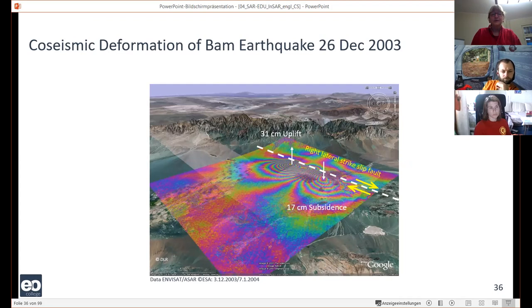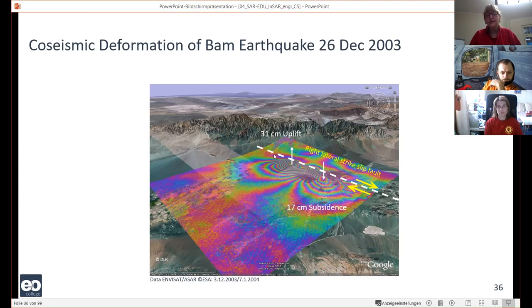Another example is an earthquake, co-seismic deformation, Bam, an earthquake in Turkey. And here again you see actually two areas, an uplift and a subsidence. This is illustrated here. It's maybe a bit hard to see, but here you see that this purple color is turning towards the uplift center, and here you have the purple color turning to the outside. So that is the representation in the interferogram of moving towards the antenna or away from the antenna.